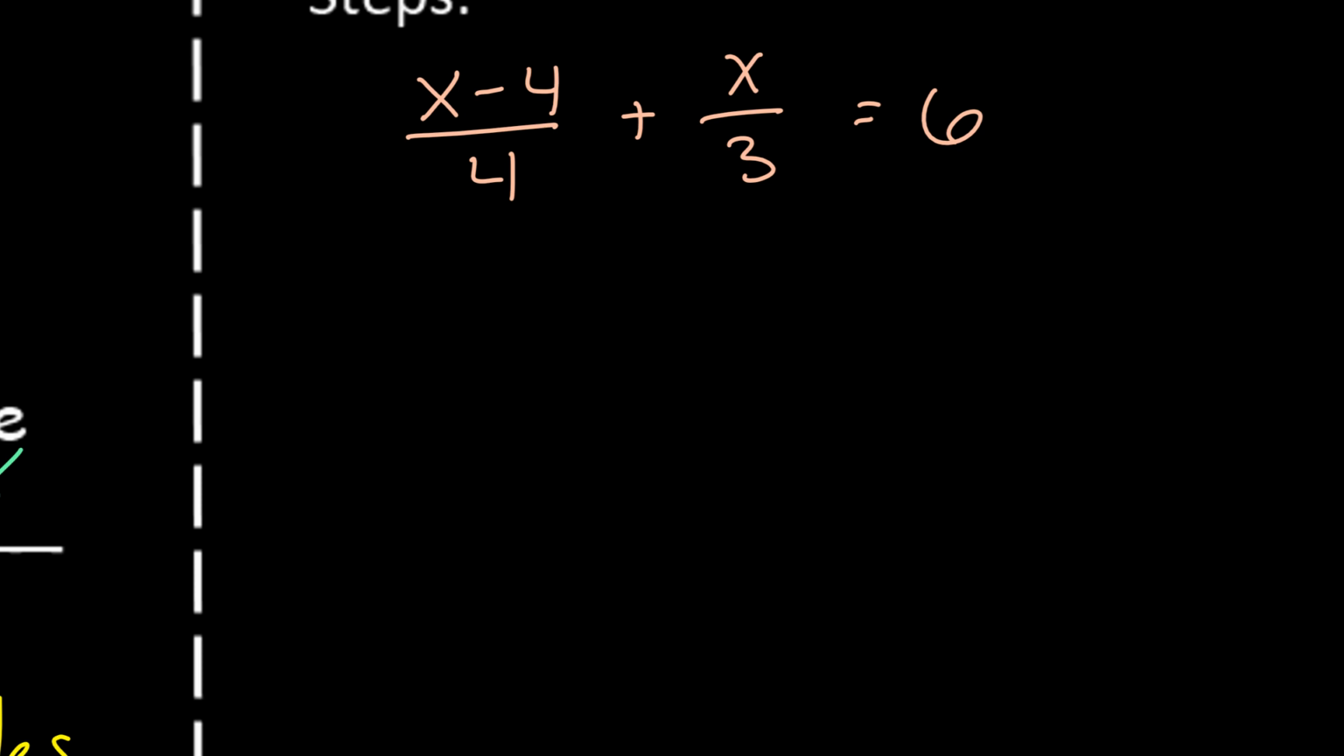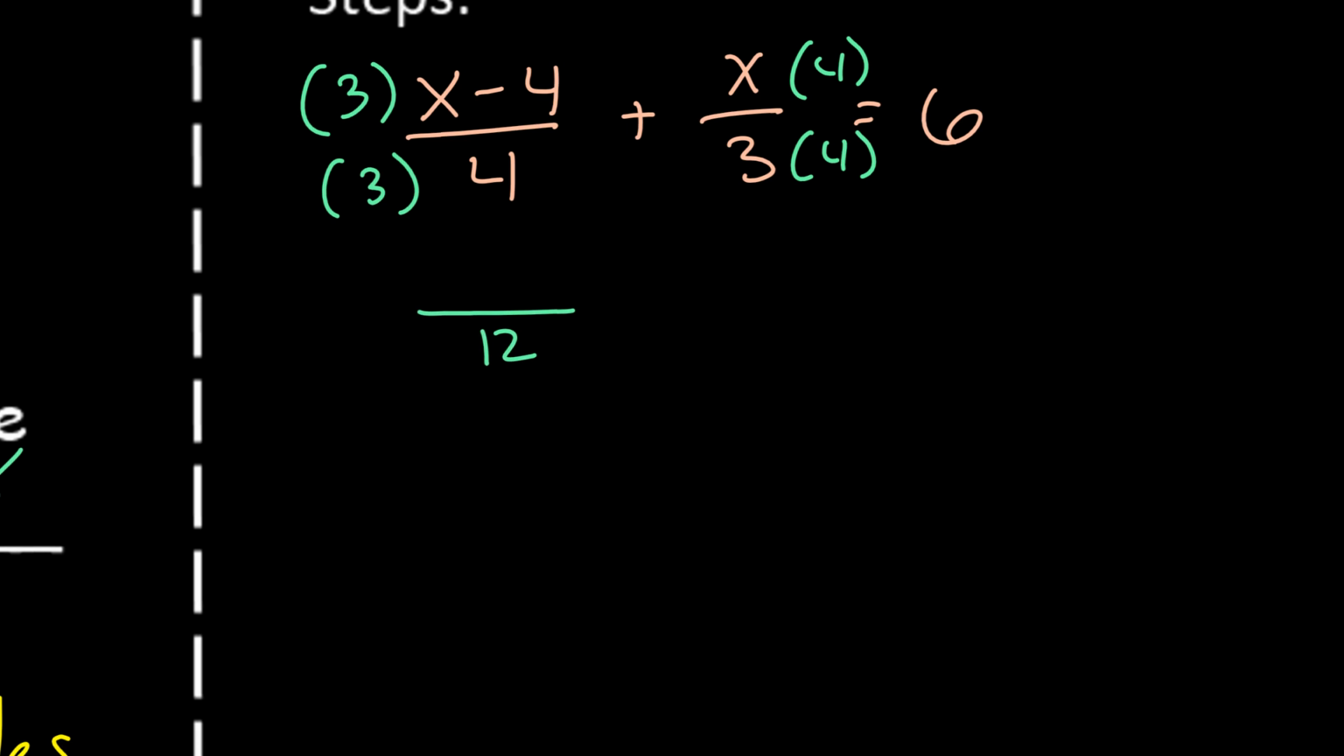So what is it, the least common multiple? What am I going to have to do? Multiply them by each other. So we get a least common multiple of 12, right? So we multiply this side times 3 and this side times 4. Now, in the top, what should I do? Distribute, yes. So we have 3x minus 12 plus 4x over 12.